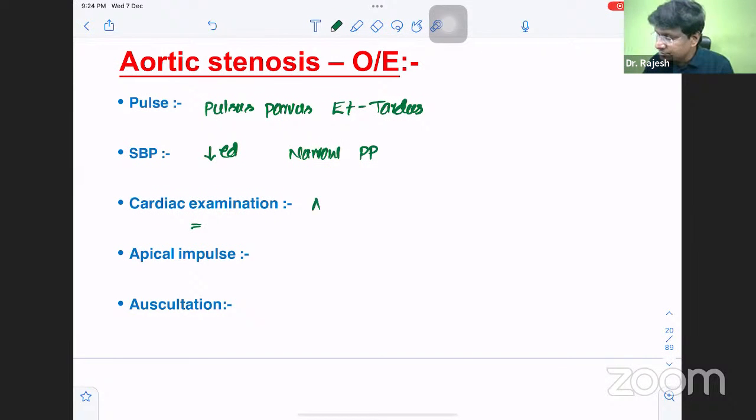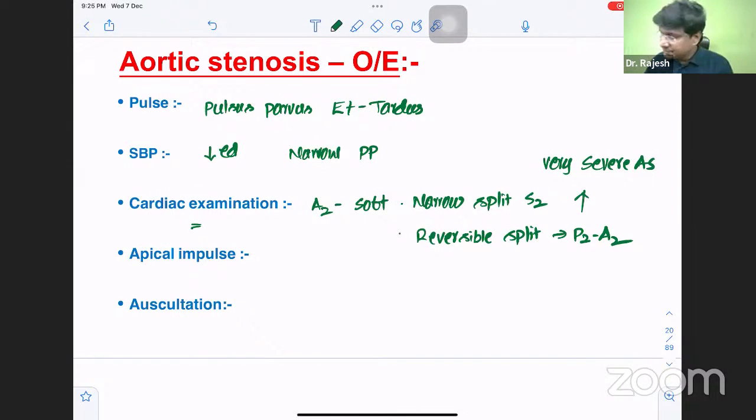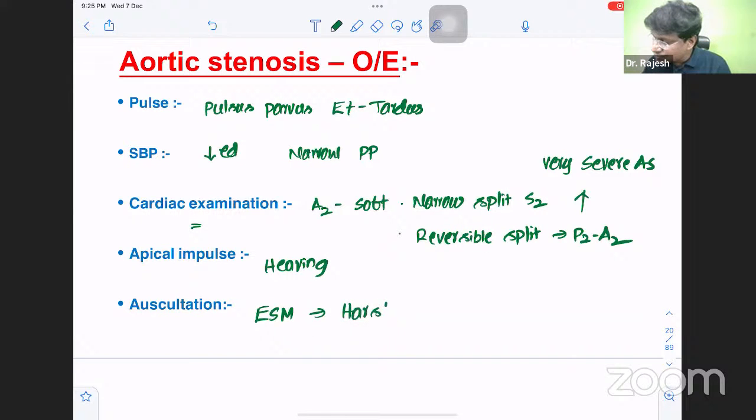In cardiac examination, your A2 will be soft, and there will be a narrow split S2, or there can be reversed split. In the sense, there can be P2 followed by A2. You will have this in case of very severe aortic stenosis. Then heaving type of apical impulse, and murmur. It is a very harsh ejection systolic murmur, which is heard best in the second right intercostal space, parasternal area.